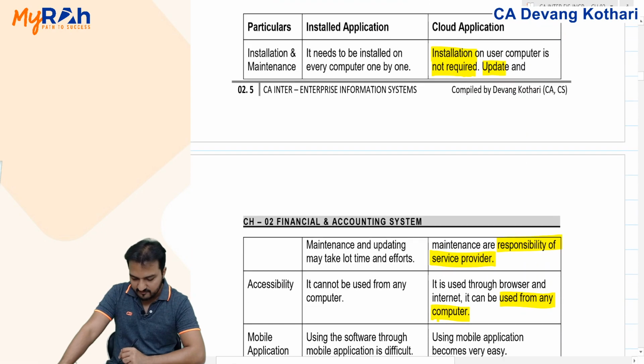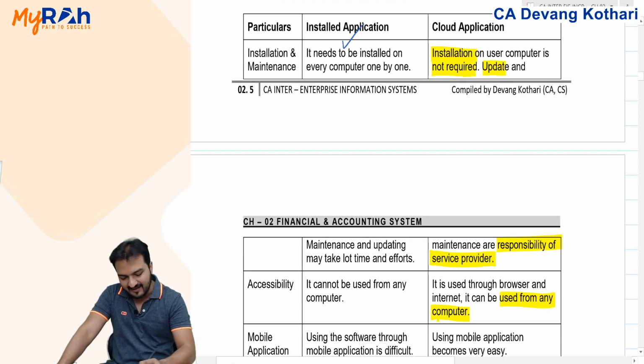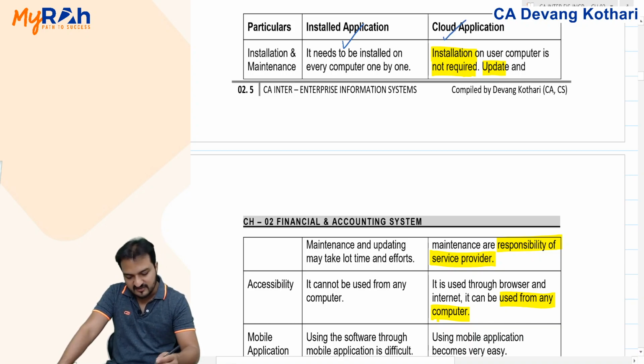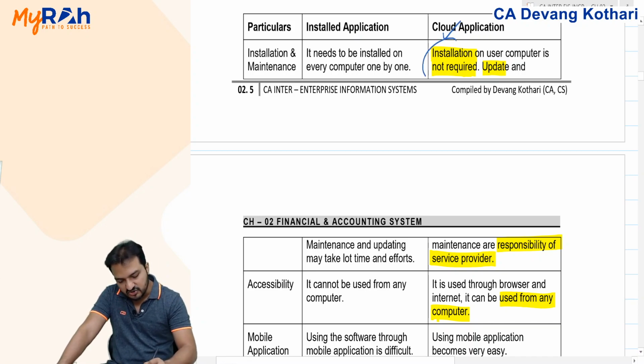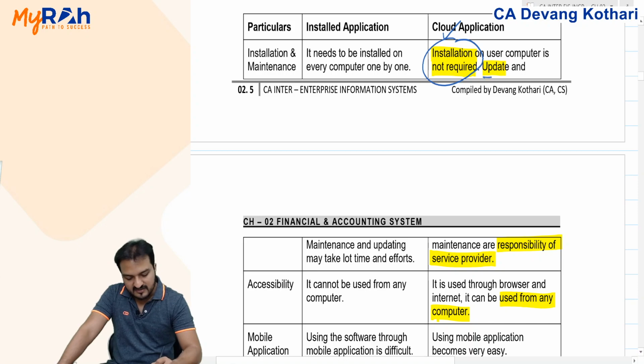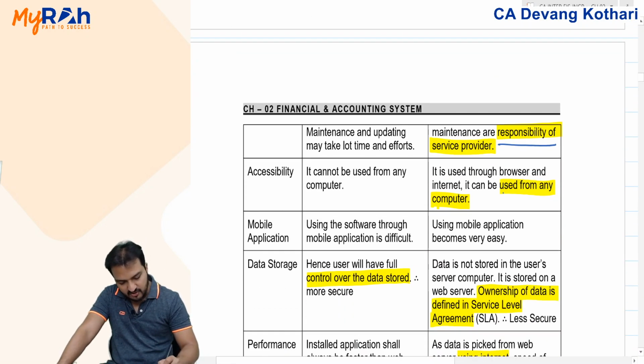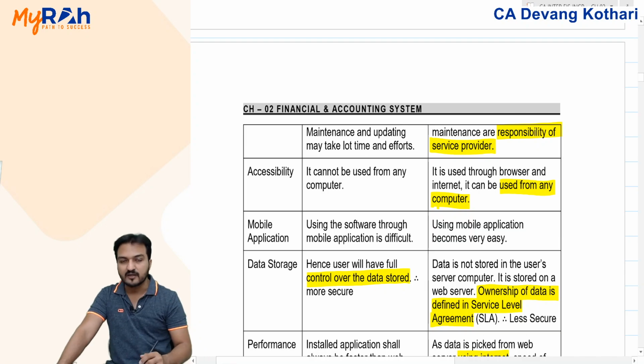Further, they have given some differences, benefits, and pros and cons of using installed software versus cloud application. I'll just revise a few words in that. Using cloud application has a benefit that installation is not required, plus updating is not required because updating is the responsibility of the cloud service provider. Also, cloud application can be used from any computer. Installed application can be used only from the one where it is installed.